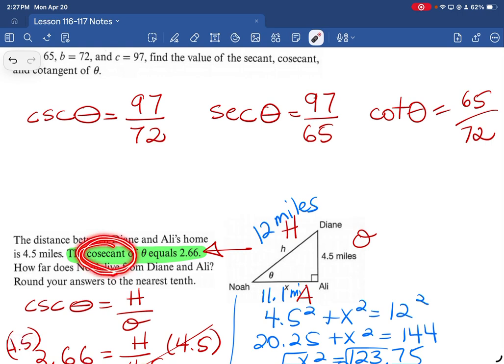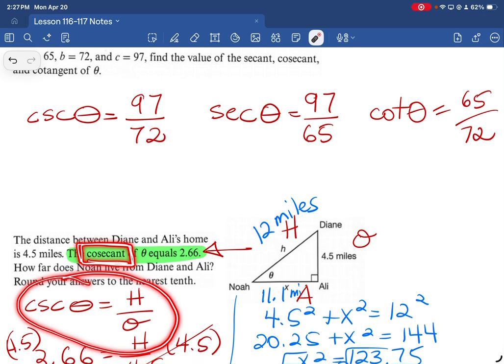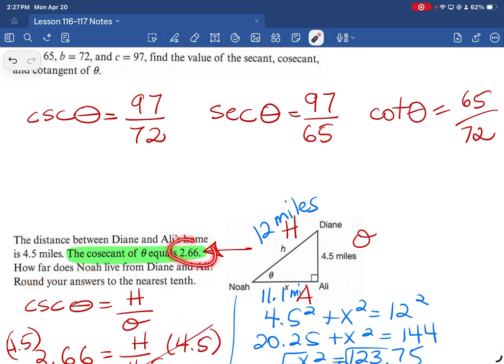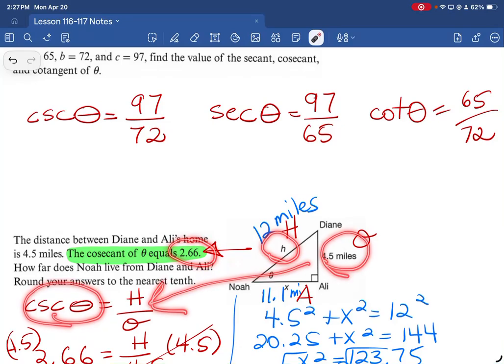Will they always give you the cosecant? If they don't give you this information, I would just use SOHCAHTOA: sine, cosine, tangent. But because they were so specific and told me exactly what they wanted, I knew to put this down here, start with this, then put the 2.66 in its place, and then use these over here to plug in here.